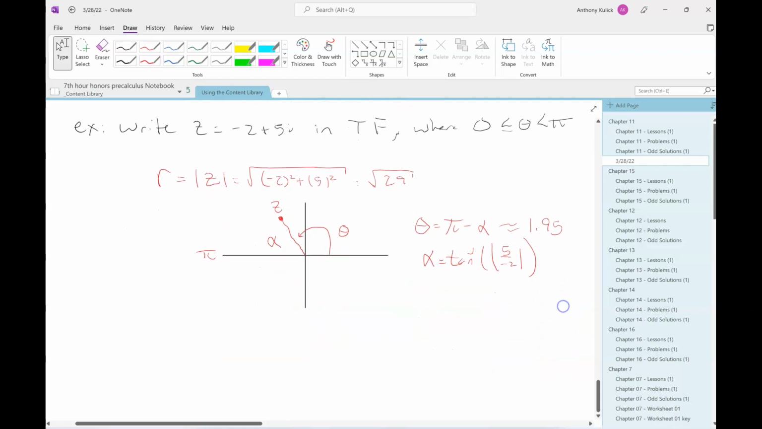Mr. Kulik, how'd you do that without actually pulling your calculator out? I've done this problem 4 times now. I just remembered what it was. I can't actually do tan inverse of 5 over 2 in my head and then subtract it from pi. Okay. So if we put this all together, then I have z equals r times cosine theta plus i sine theta.